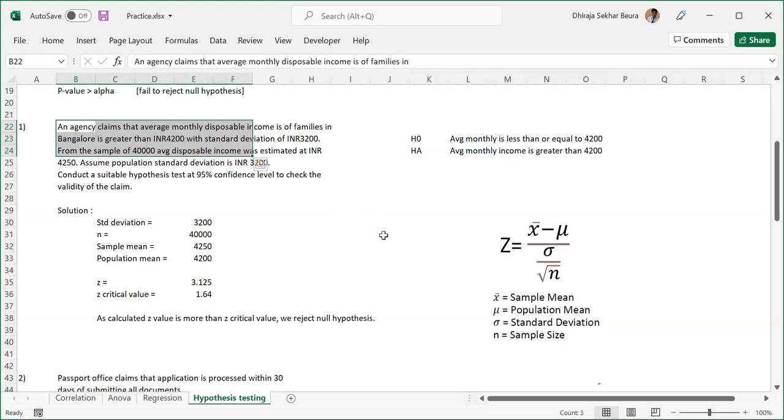If it says not equal to, then in that case it is a two-tail test. Two-tail test. Okay.